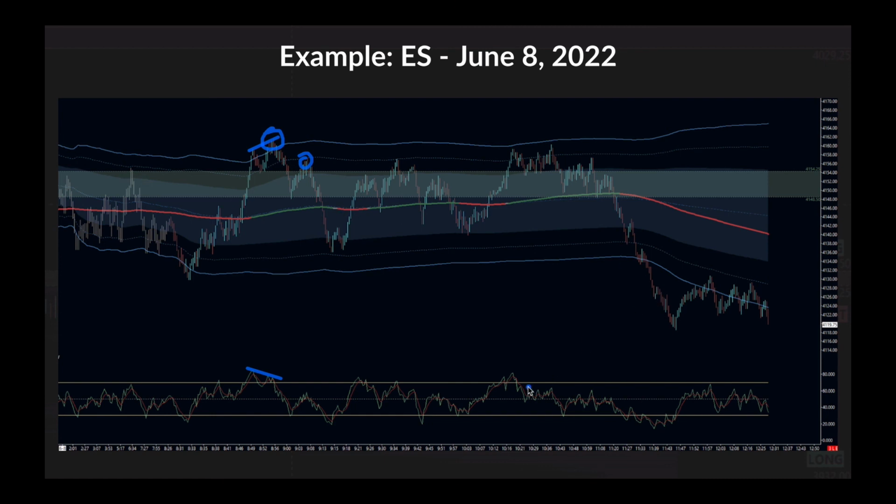We get it right here. So we've got this here, we got that there. That's divergence. We get it right here, and we get it right here. That's divergence, right? So we get divergence several times during this rotational environment.